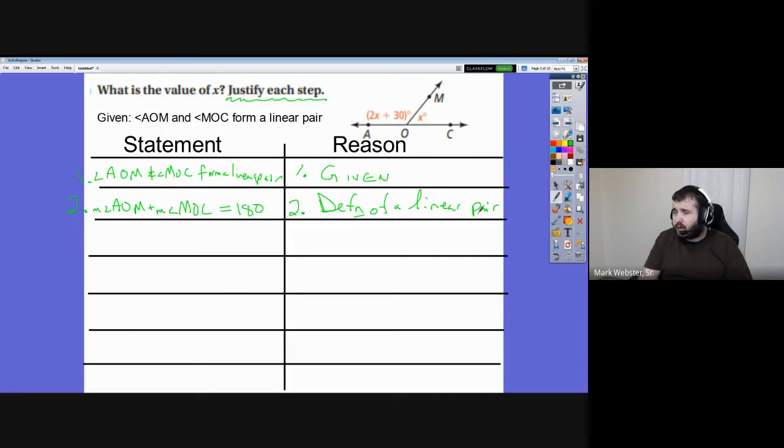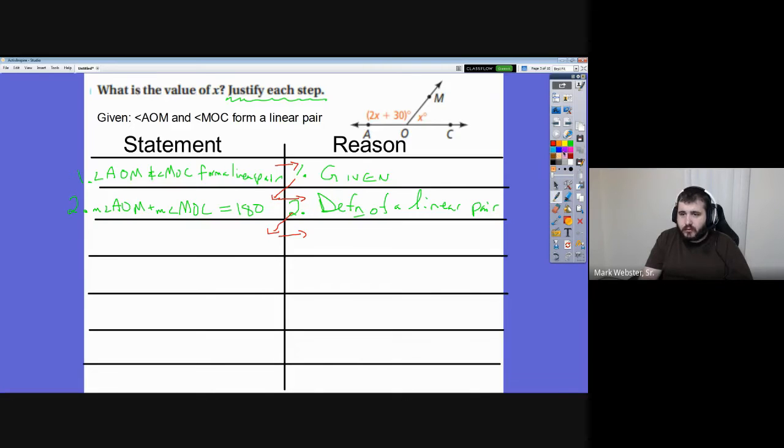If you wanted to go even more granular, you could say angle AOM and angle MOC are supplementary. And how do we know what that means? Well, that means that they add up to 180 because that's what supplementary means. But we can jump straight to this. And basically what I want you to do as you're thinking is you make a statement and then you say why. And then where does that lead? Why? Where does that lead? Why? Right?